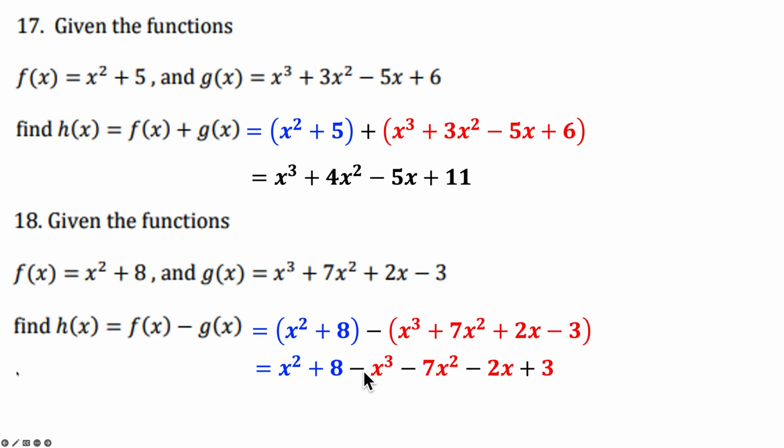Add them together. A minus or negative x cubed. 1x squared minus 7x squared is minus 6x squared. Bring down the minus 2x, and 8 plus 3 is 11.